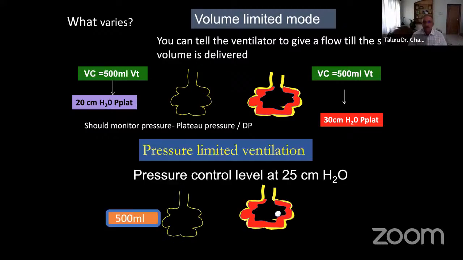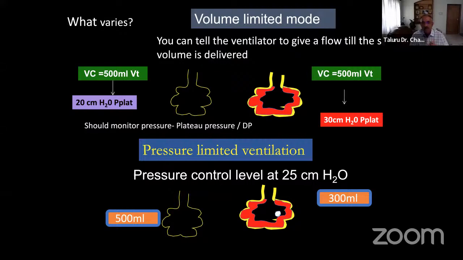Look at here. See, I have told the ventilator, give a flow till you achieve a pressure of 25 centimeters. It was giving 500 ml. So what will be the tidal volume delivered here? Can somebody type? Obviously, it decreases, isn't it? Because in a cul-de-sac, if the alveoli is stiffer, it produces more pressure. So the pressure is achieved for a lesser volume. So 300 ml. So now I want 500 ml. What should I increase?